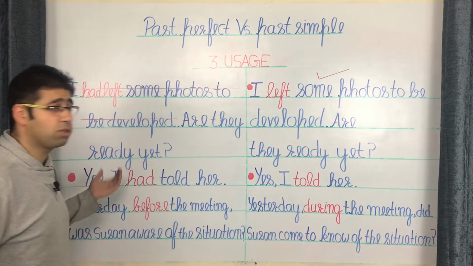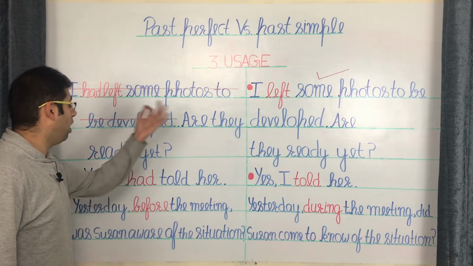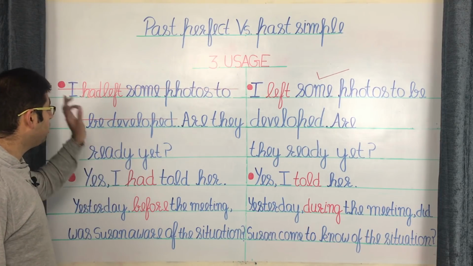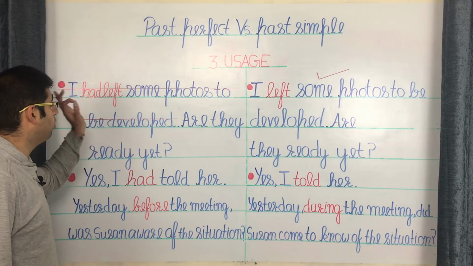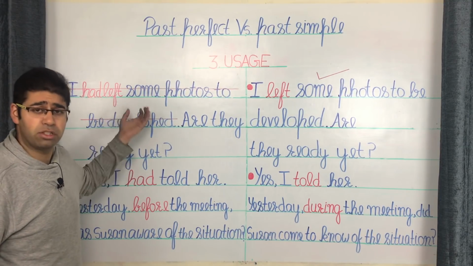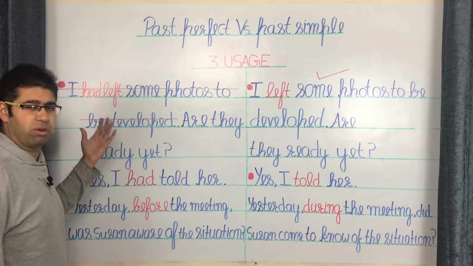So you have a sentence over here which reads, I had left some photos to be developed. Are they ready yet? Now, in this sentence, you have the mention of a single specific past, which was the moment when the photos were left. And hence, you do not have the past perfect as the best usage here. Hence, I had left some photos to be developed is not the best usage.